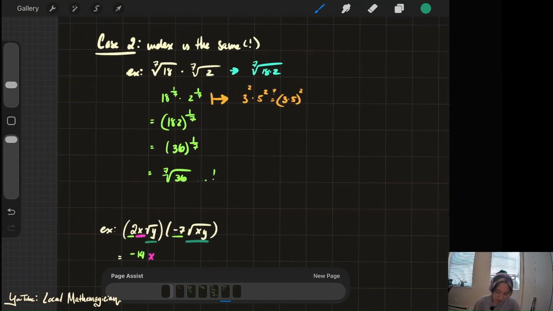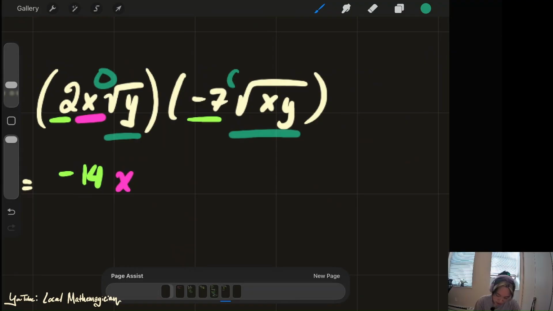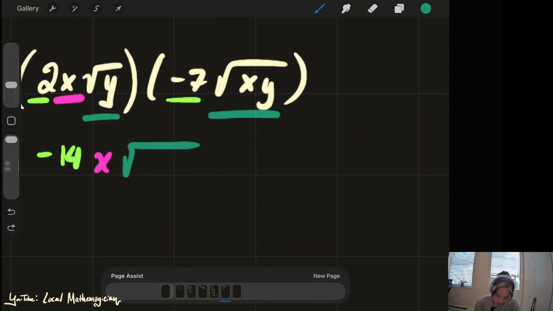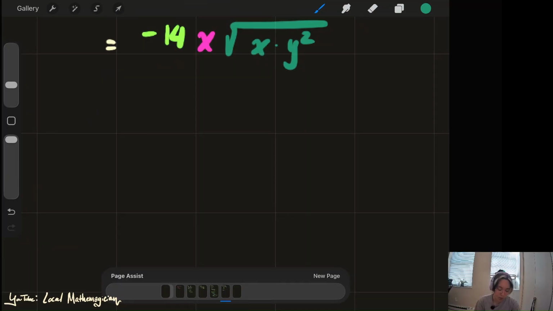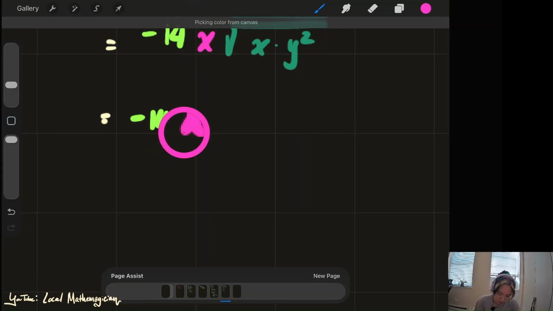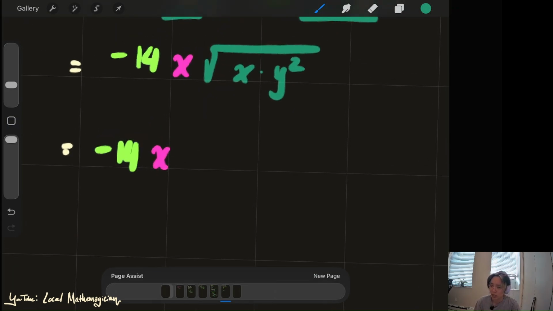So, like we discussed up here, right? The indices are the same, they're 2, right? So I can just multiply the inside, and that leaves me with x times y squared. Easy money. Okay, now what if I wanted to simplify this, right? Nothing you can do with the -14, so we'll leave it alone. Nothing you can do with the x, we'll leave it alone. Okay, now let's take a look at the radical xy squared, right?